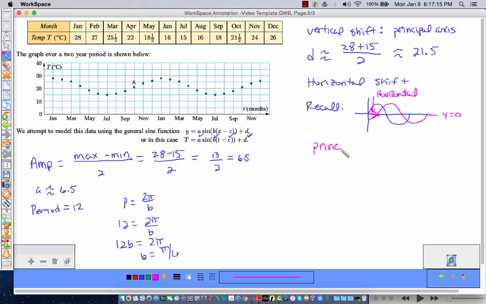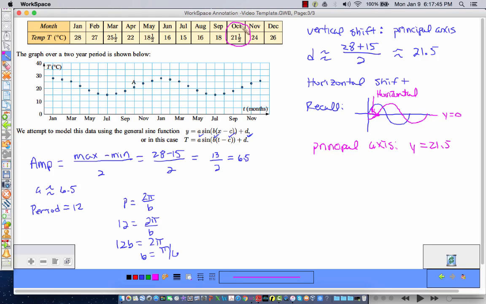Let me just write that down. Principal axis is y equals 21.5. So let's look and see where it hits the graph at about 21.5. If we look here, 21.5, it looks to me like about here, about October, it hits it at 21.5.